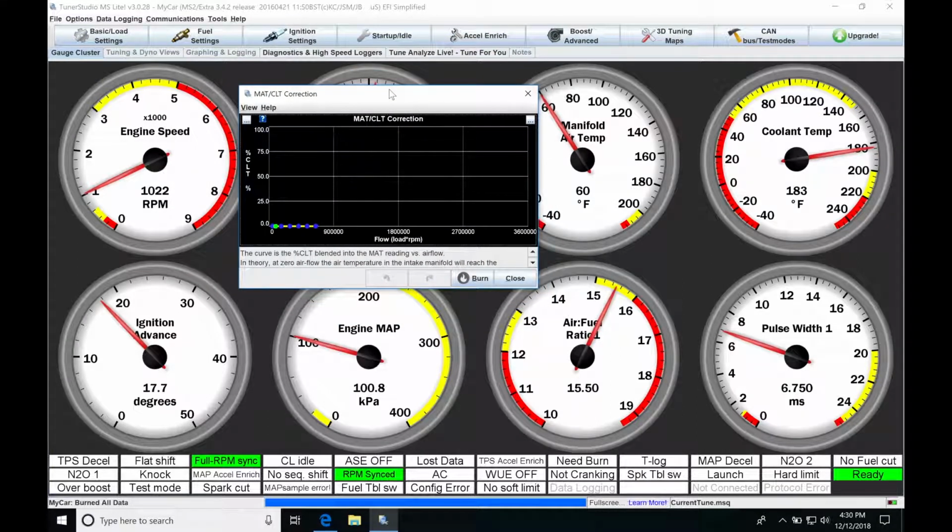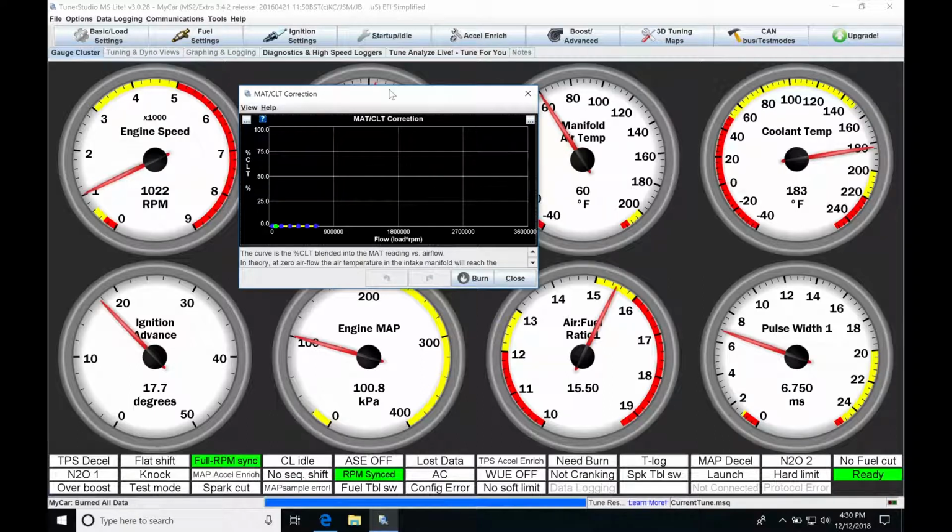Now this is something that's a little bit of a foreign concept to a lot of people, but this table is very, very important in our speed density calculation. Now in speed density mode, we are estimating, or calculating, the air mass. So in this case, we use our intake air temp sensor to provide us an air density that's entering the engine. The problem is if we have our intake air temp sensor mounted onto our intake manifold, and we're driving around and we get a lot of heat soak, our intake air temp sensor is going to heat soak as well. And then that's going to be providing a much higher air temp reading to our ECU.